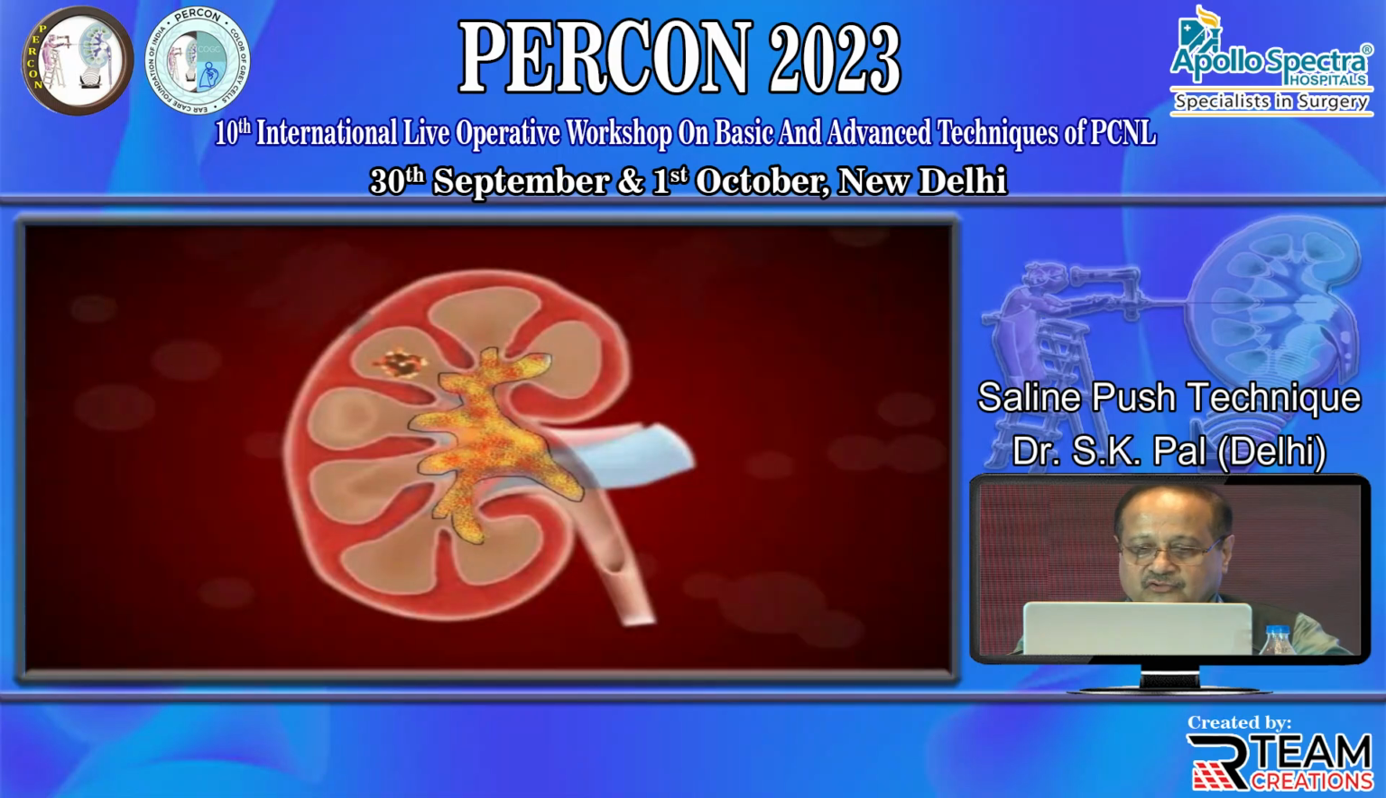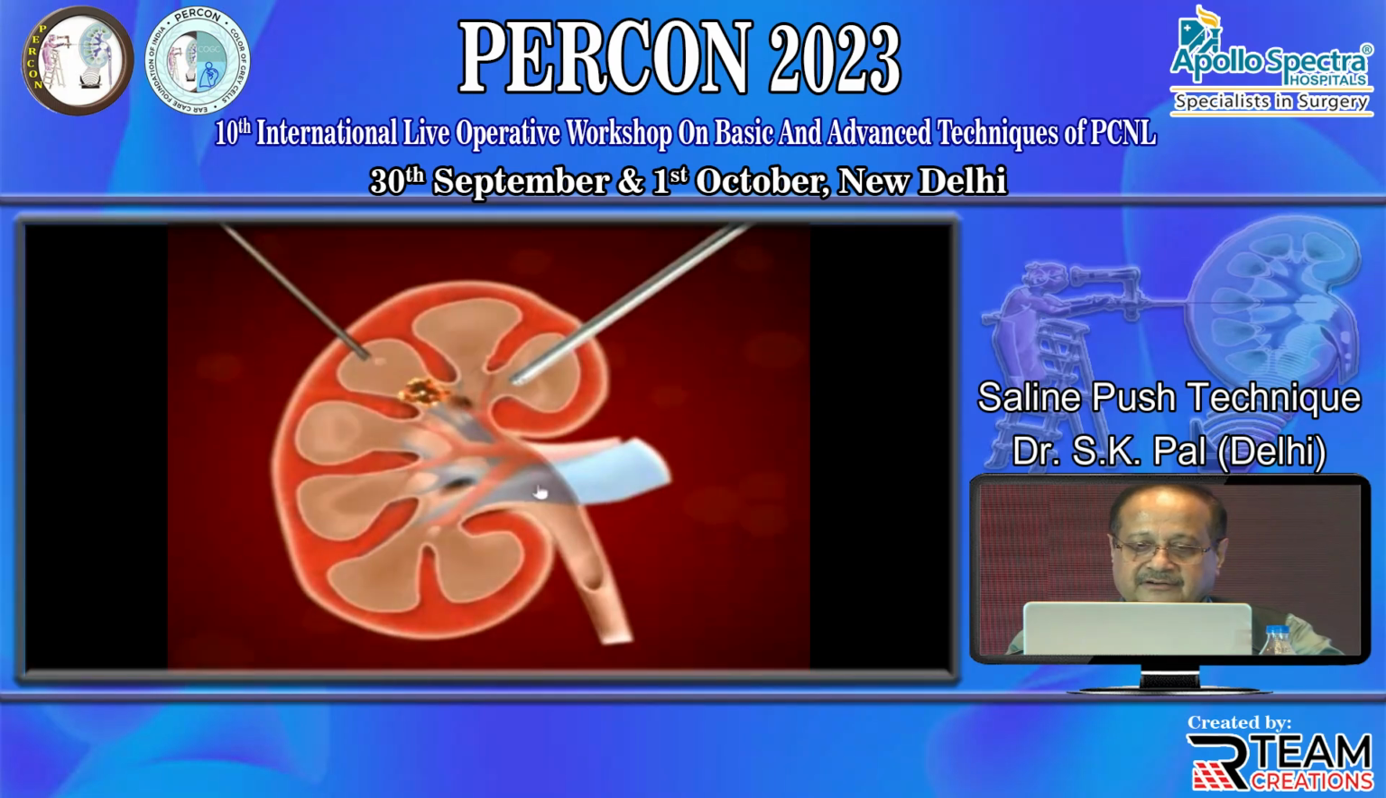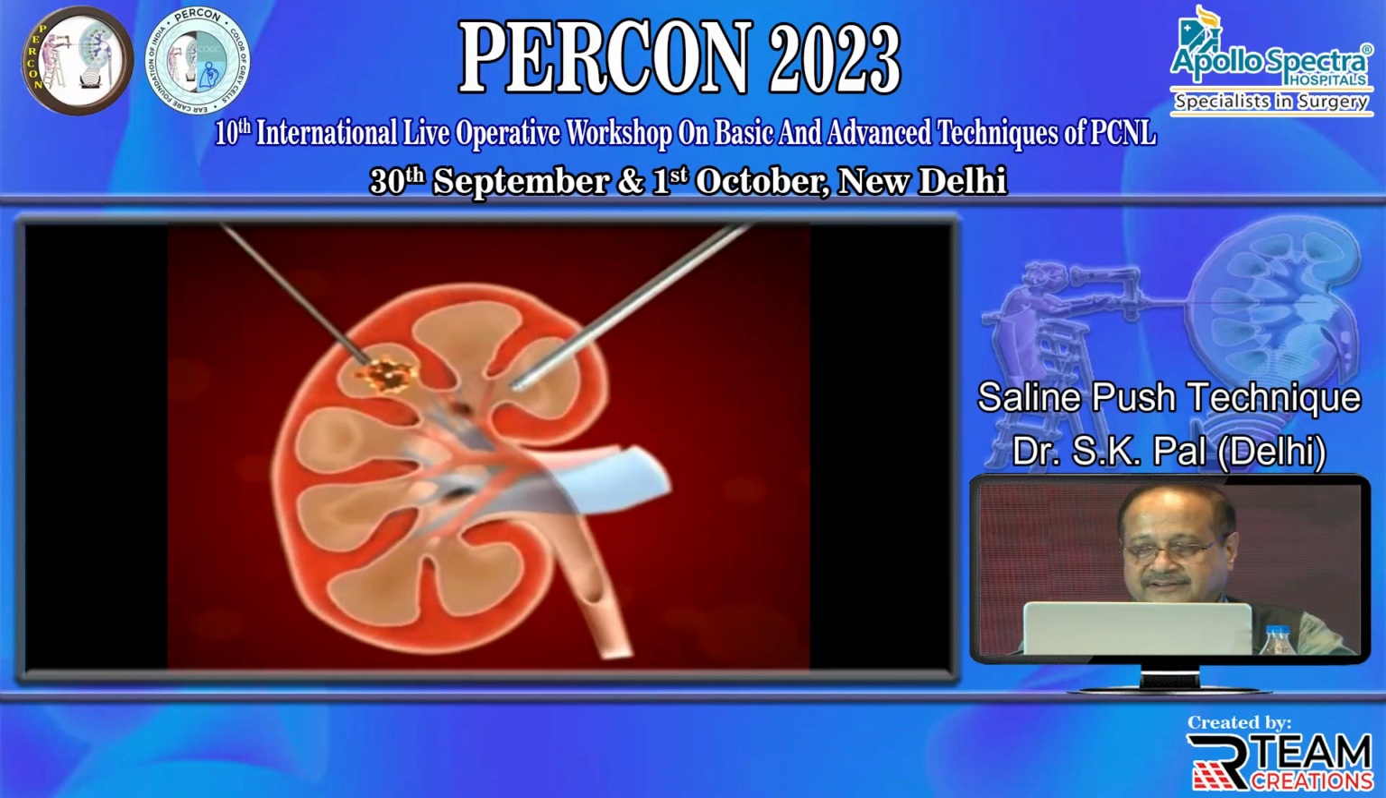If this is the staghorn stone, the mere presence of stone in these calyces will cause hydrocalycosis and the infundibuli also become wider. So if there is a stone fragment in this calyx, once you remove this stone, that can be brought in. This is the track we have made, removed all stone bulk, and now this particular stone can be saline pushed in front of you and can be removed through the same track.